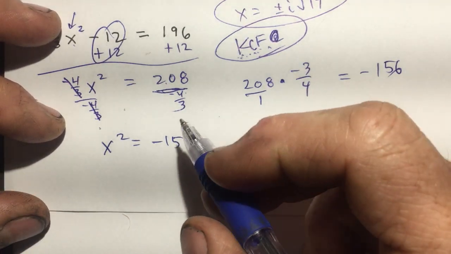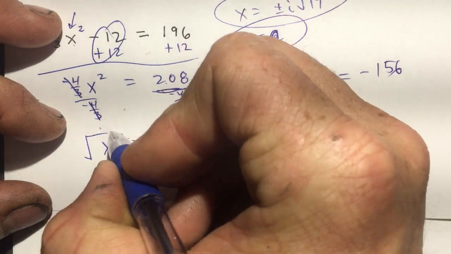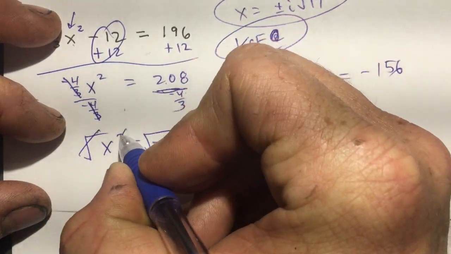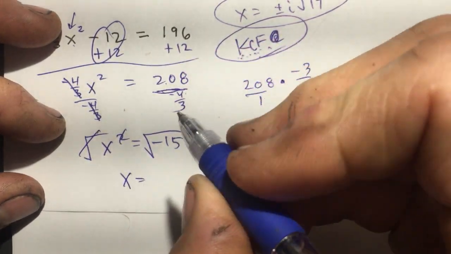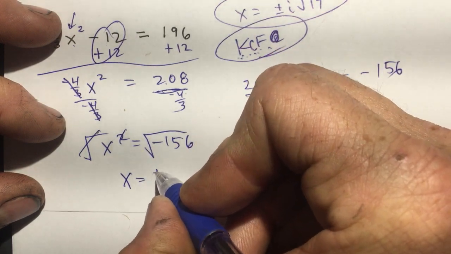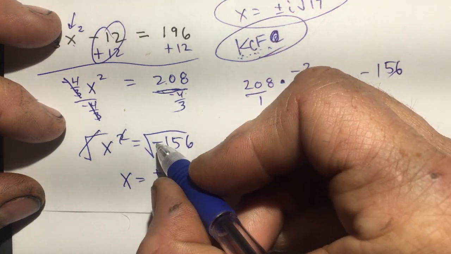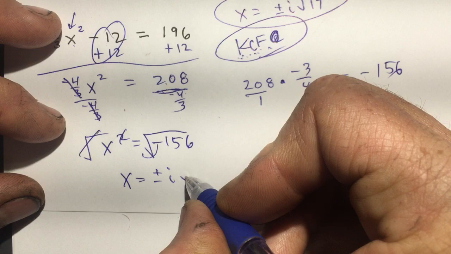All right, so x squared equals negative 156. Now I square root both sides, just like we've been doing. So the square root cancels the square, so x equals the square root of this. Now remember, it's going to be plus or minus. And this is going to send out an i.